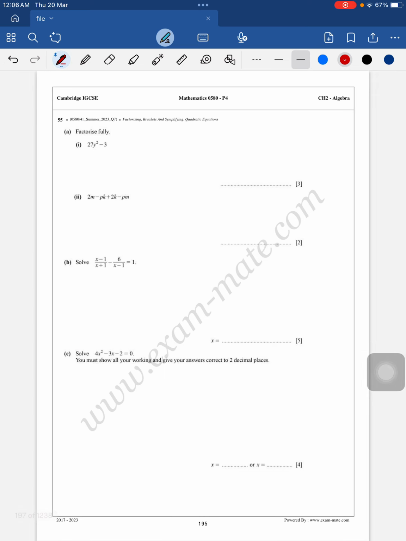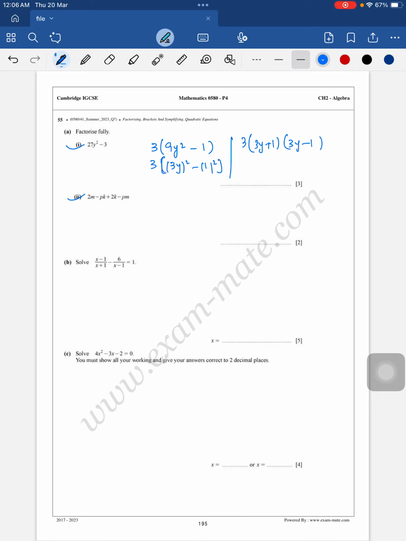Question number 55, factorize fully. We have to factorize this: 27y square minus 3. So 3 is common. Whenever we are factorizing, we should see first for the common terms. So 3 common, so 9y square minus 1. It can be further factorized, yes, because inside this bracket we have two perfect squares. 1 is a perfect square, and 9y square is the perfect square of 3y, right? So difference of squares: 3y plus 1, 3y minus 1.